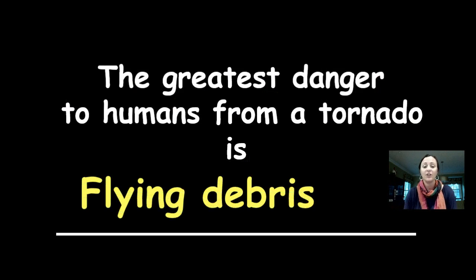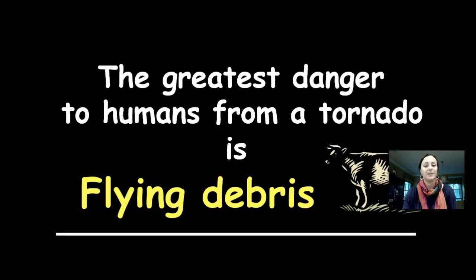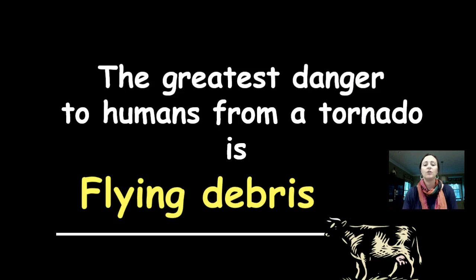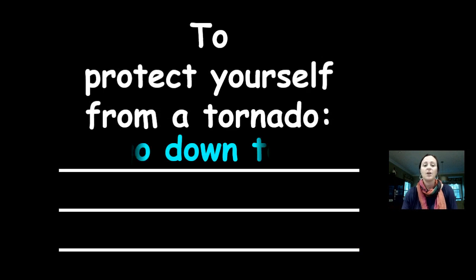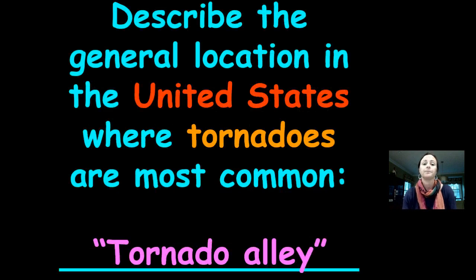The greatest danger to humans from a tornado, believe it or not, is flying debris. As you saw maybe in The Wizard of Oz, it can pick anything up and toss it, even a cow. So you must be careful. Now, what can you do to protect yourself from a tornado? Well, you can go down into a basement or an underground room, or stay in a protected area, because anything above ground is fair game to be destroyed in a tornado.